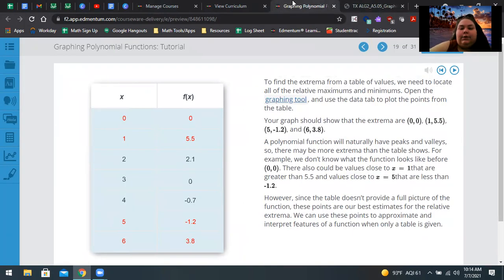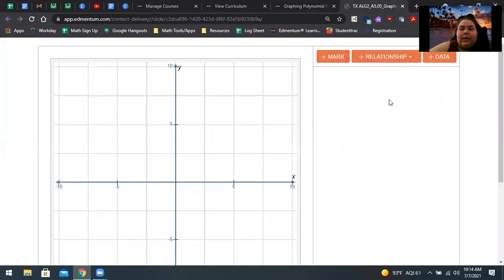It takes a moment to load. It says your graph should show the extrema of (0, 0) and (1, 5.5). A polynomial function will naturally have peaks and valleys, so there may be more. Okay, so how are you going to insert this data?